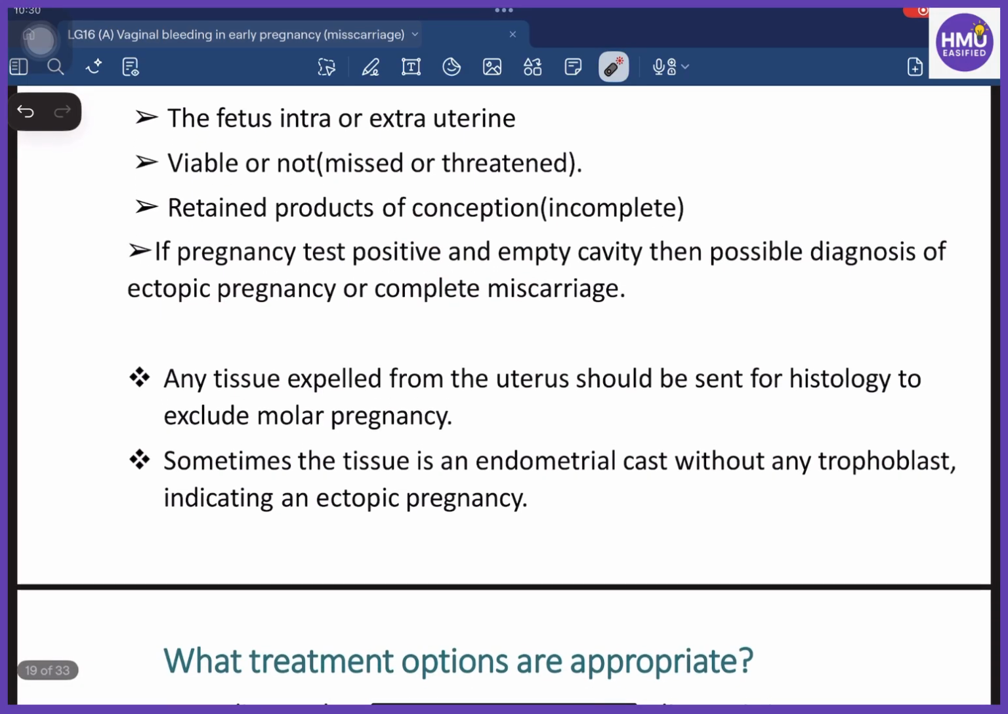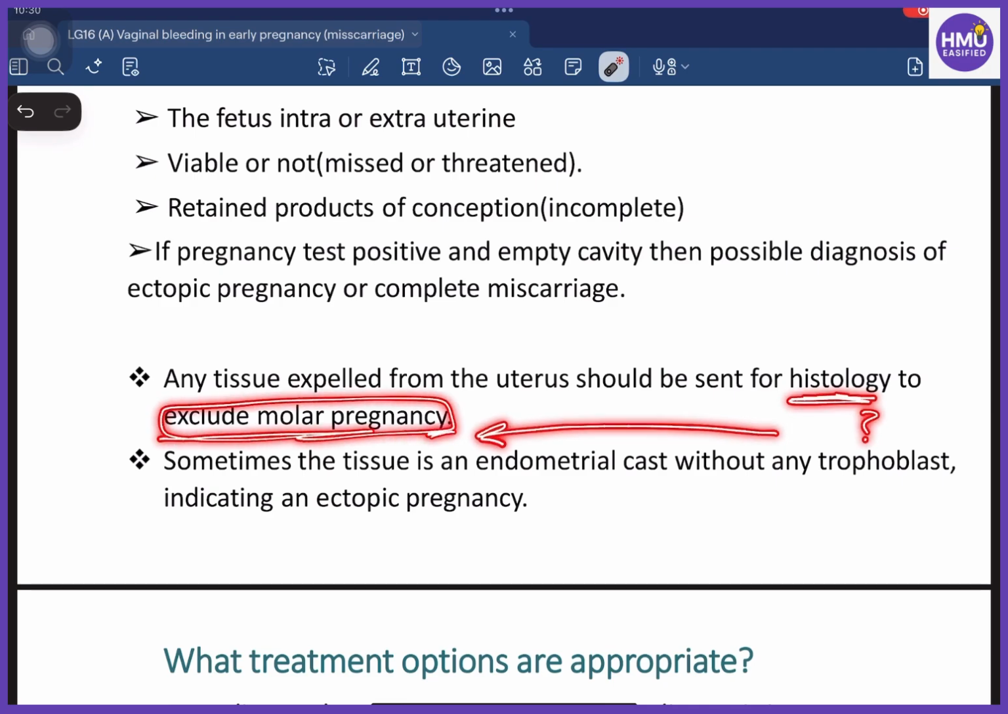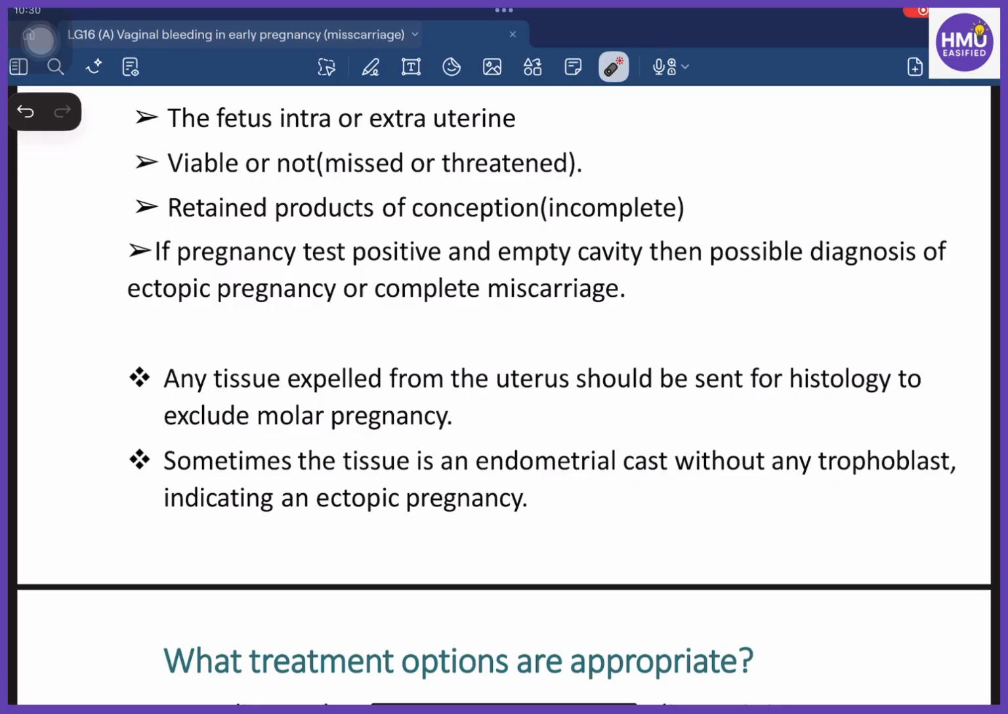Any tissue expelled from the uterus should be sent for histology. Why? To exclude molar pregnancy. Molar pregnancy is definitively diagnosed by histology. Sometimes the tissue is an endometrial cast without any trophoblast, indicating an ectopic pregnancy.